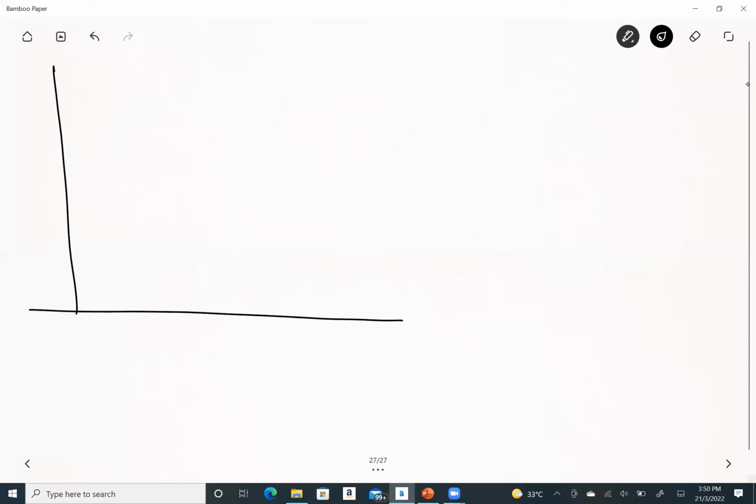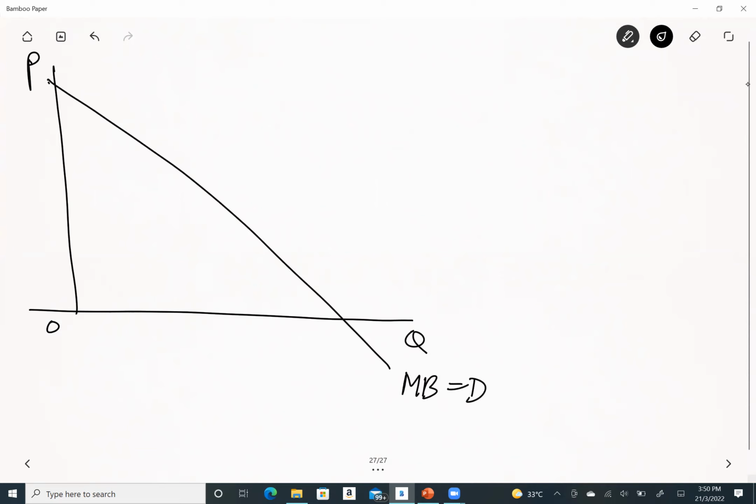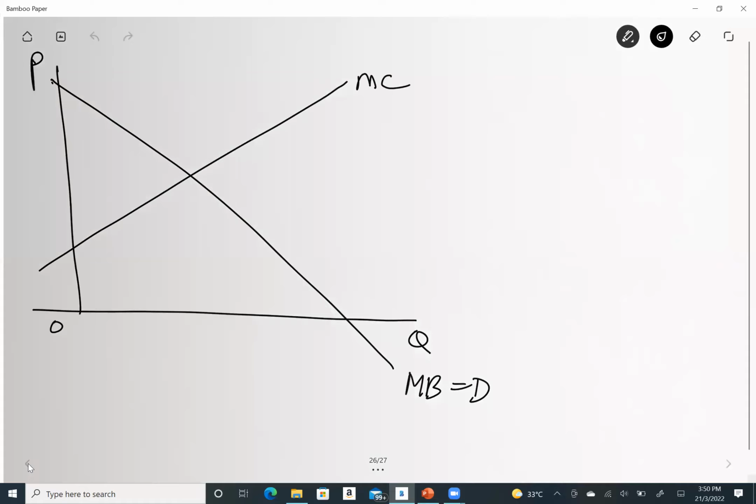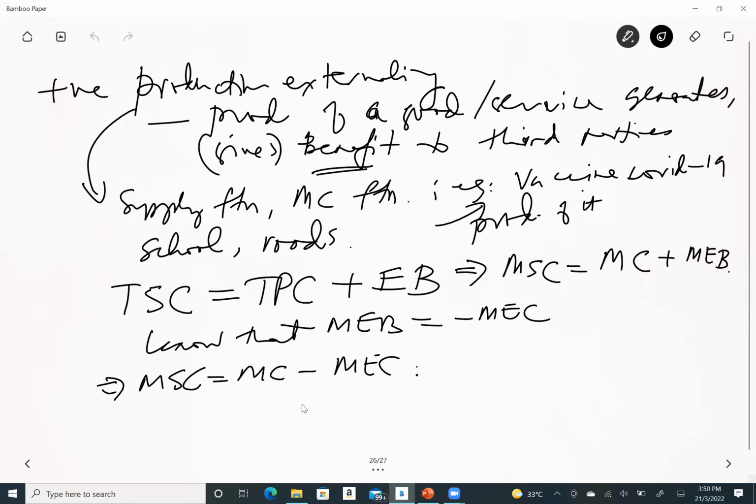Okay. So how does the MSC relate to the MC? That's your marginal benefit or the demand function. I have the marginal cost. So where is the marginal social cost? I have the marginal social cost equal to MC minus MEC. That is equal to MC plus MEB. So where is it? Is it above or below?